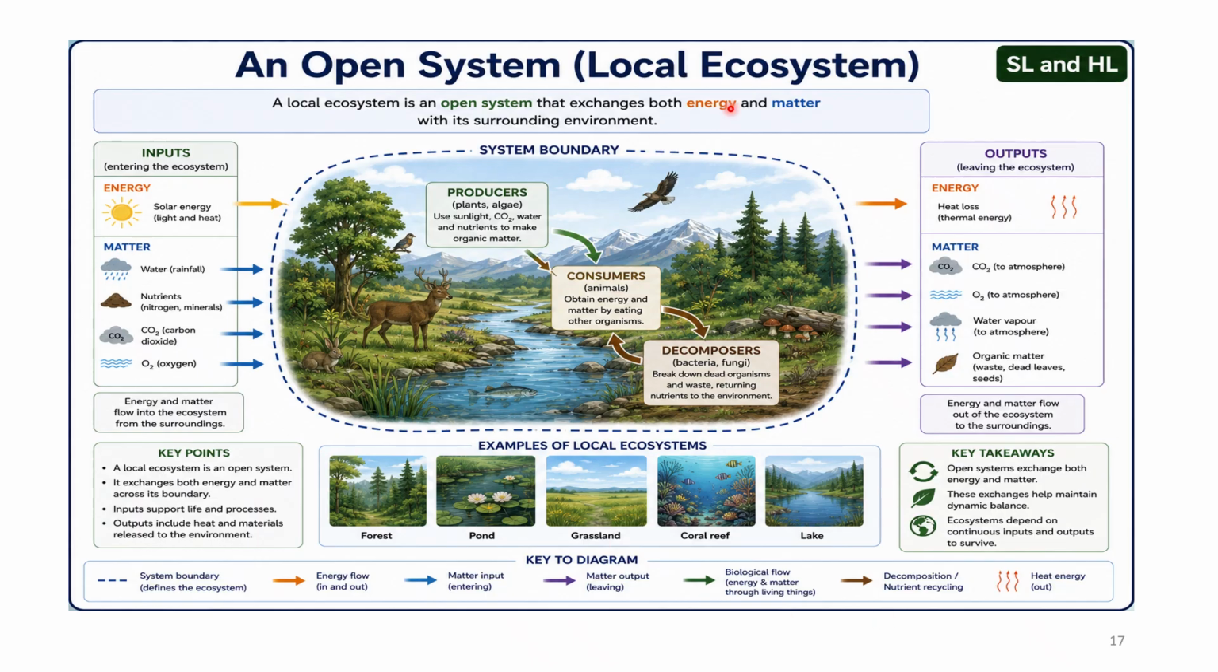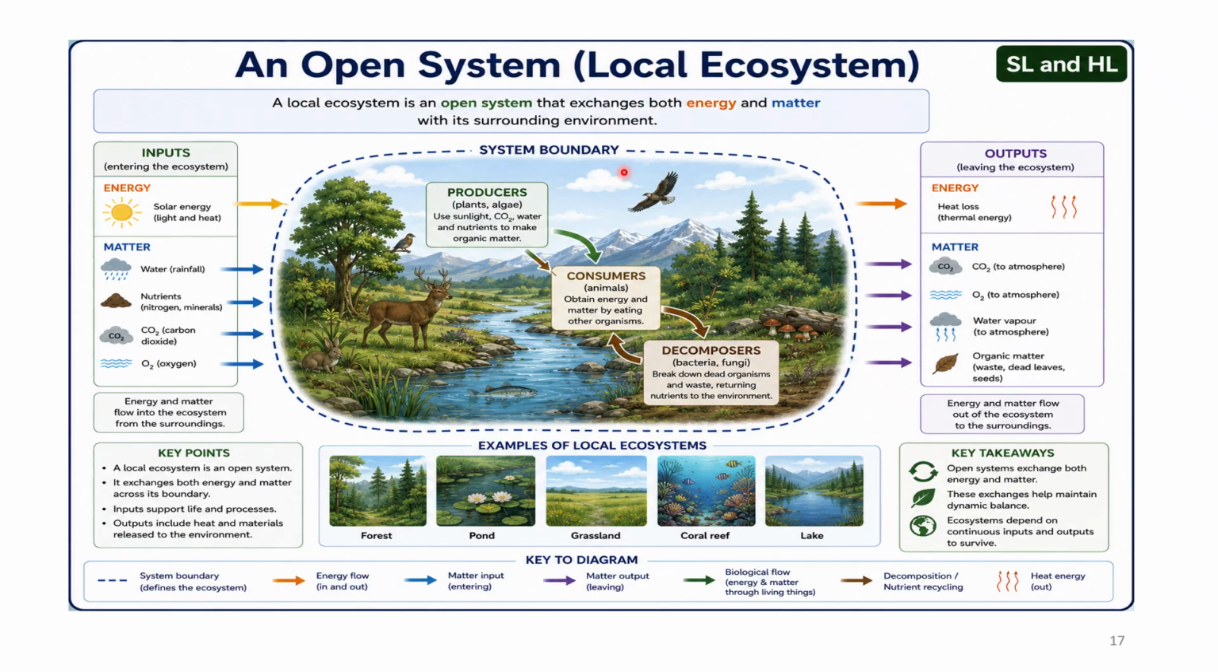An open system: local ecosystem. A local ecosystem is an example of an open system because it exchanges both energy and matter with its surroundings. Understanding these exchanges helps explain how ecosystems function and maintain stability over time.